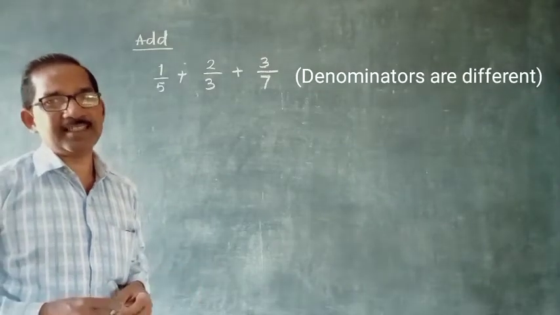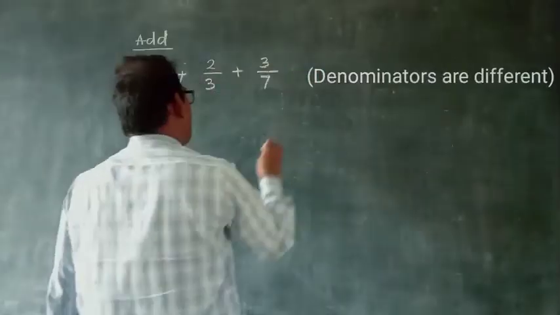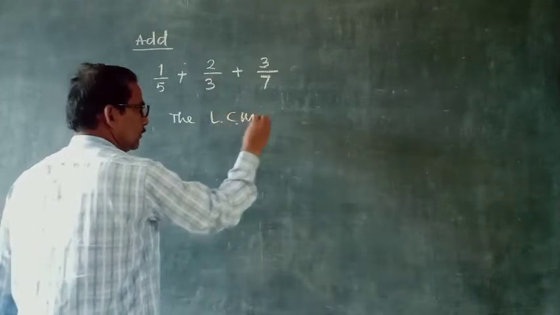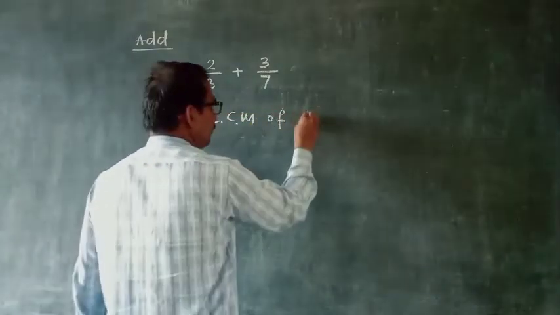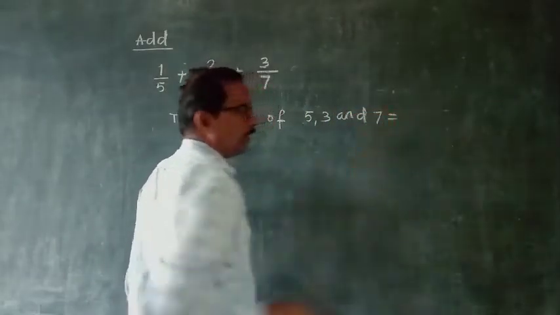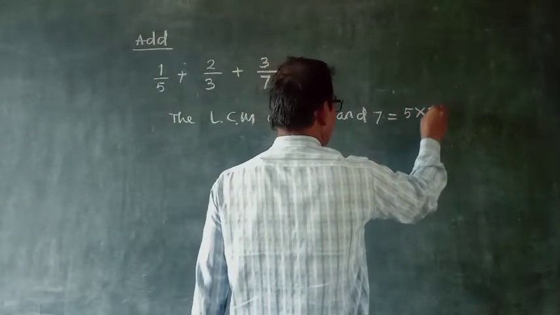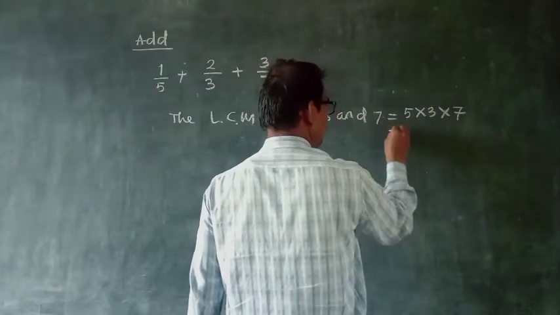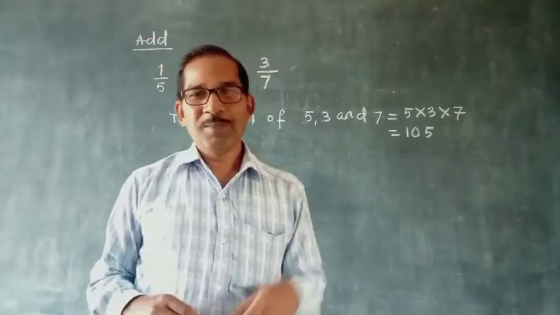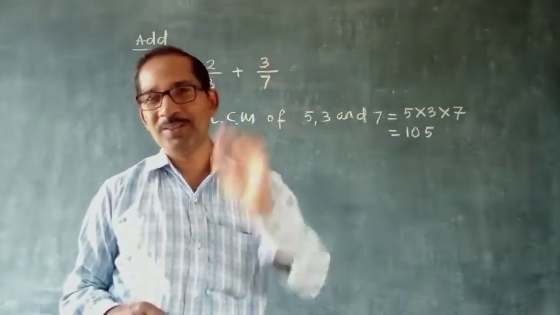So in this case only you have to multiply the denominators. So LCM of 5, 3 and 7 is equal to how much? 5 into 3 into 7, 105.